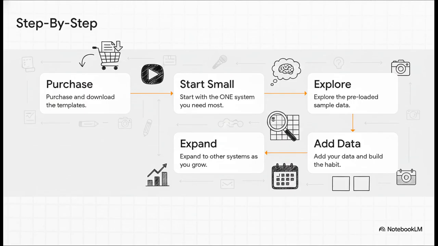First, purchase and download the links. Second, and this is super key, start with the one system you need the absolute most. Like if content is your biggest headache, just duplicate the content OS. Explore the sample data, see how it flows, and then add your own stuff. Let that weekly workflow rhythm take over, and then just expand to the other systems as you grow and as new pain points pop up.